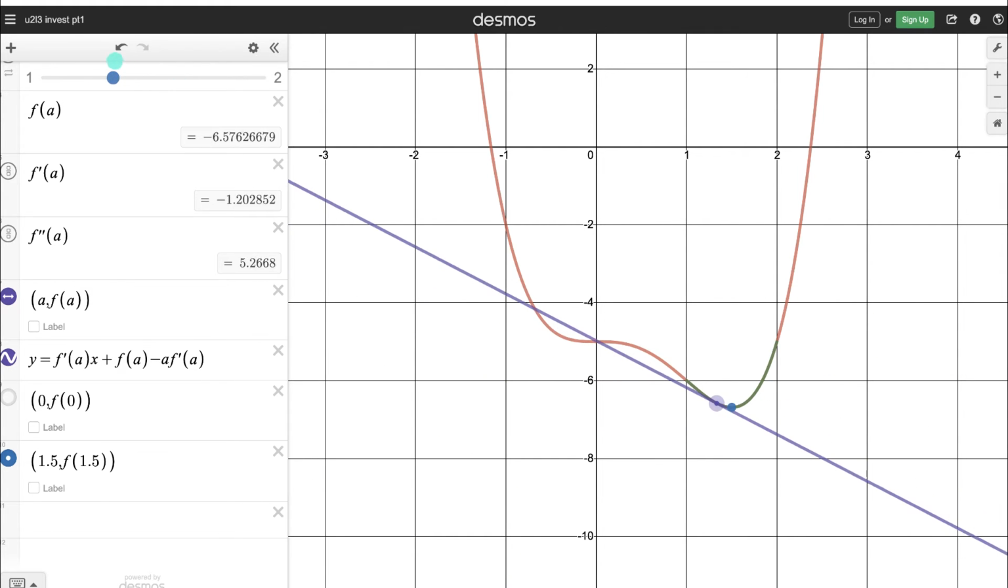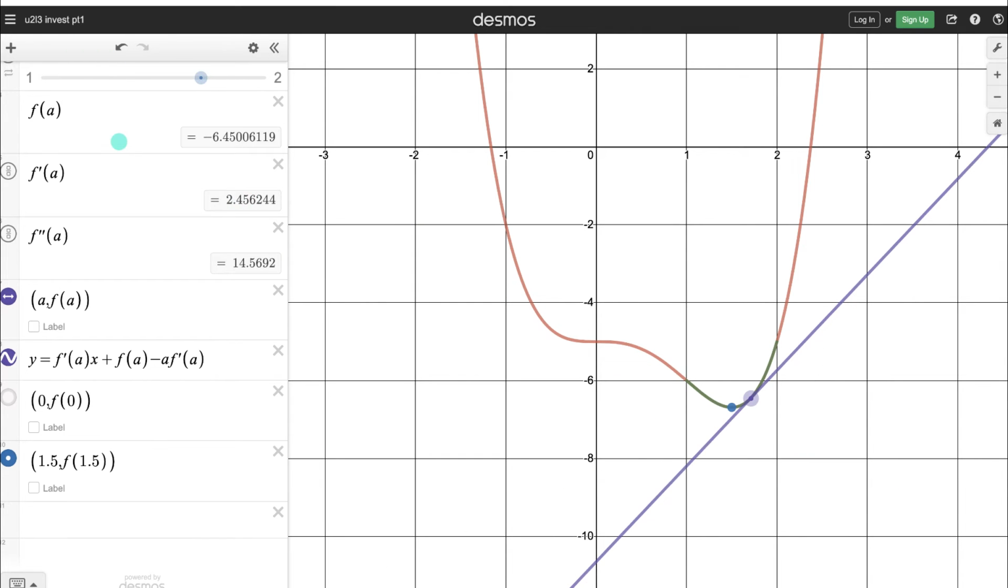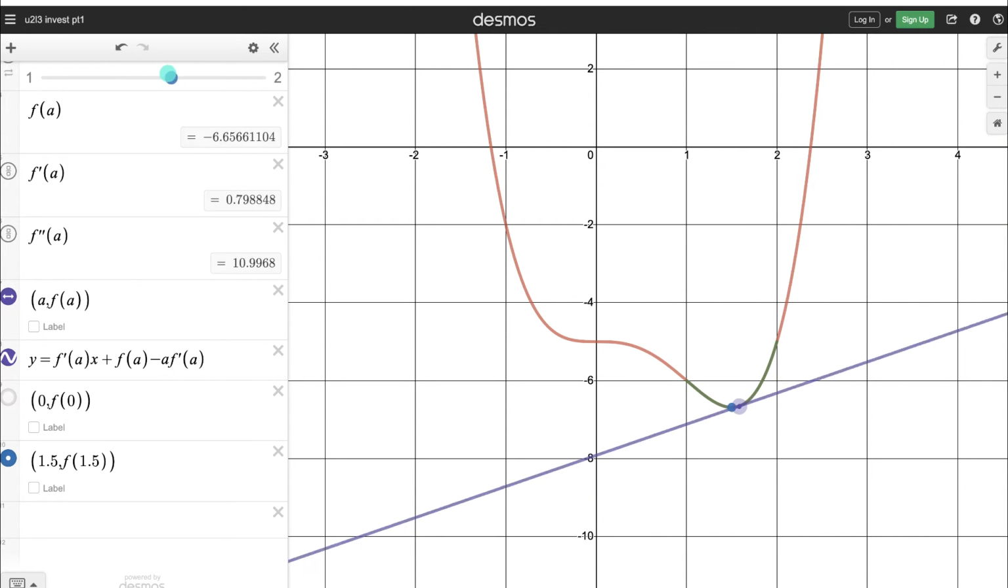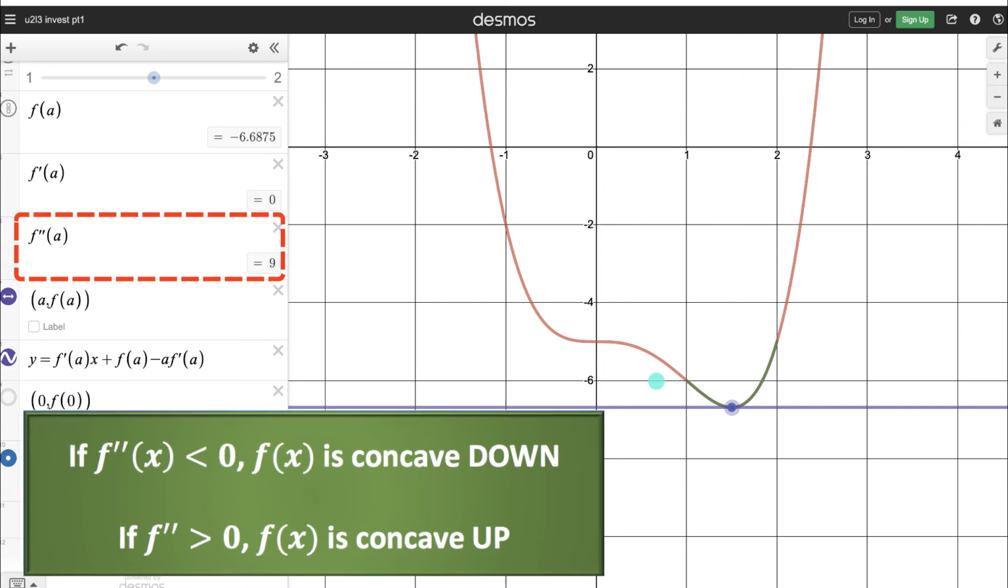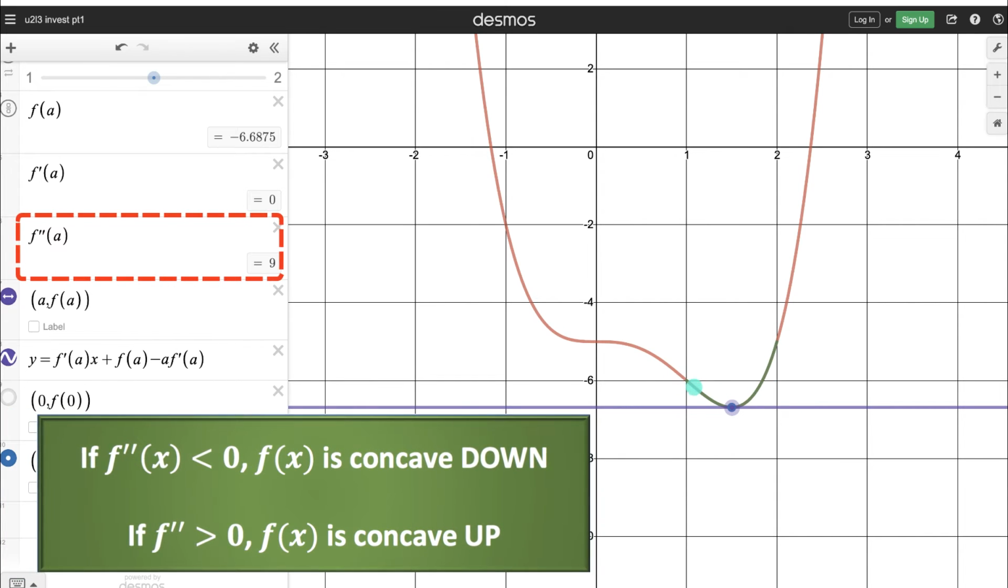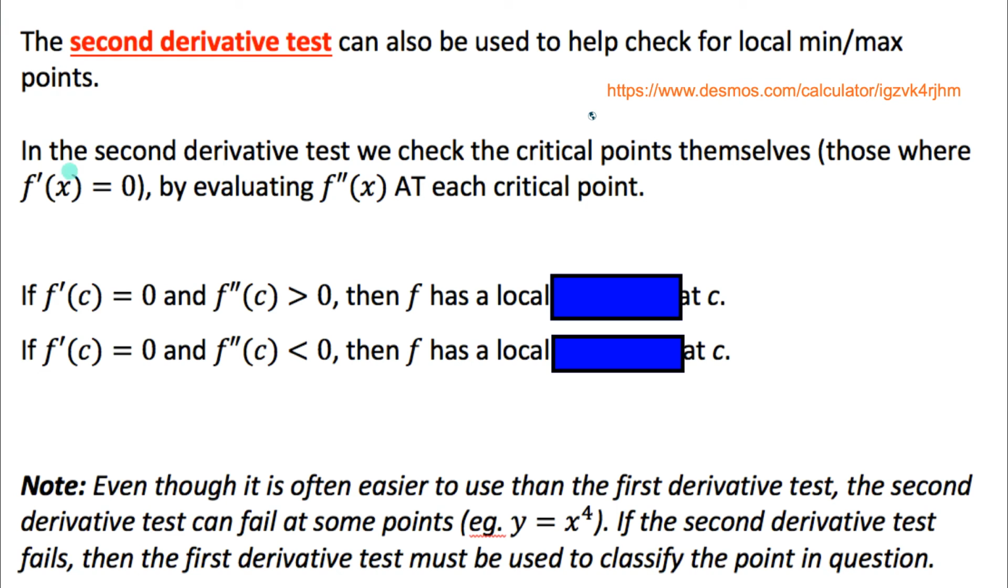Instead of having to test values on either side of the critical number and then look at whether the function is increasing or decreasing based on the first derivative, all we have to do is take the critical number, 1.5, plug it into the second derivative, and see that the second derivative is positive. That means the function is above the tangent line, which means it's concave up, which means that point would have to be the lowest point in that interval, which means it's a local min point. So that's what this says here.